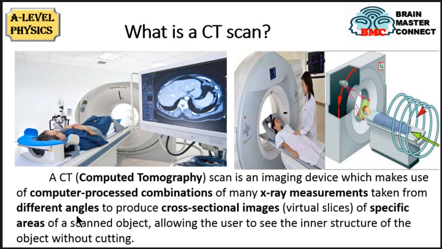And again, it produces cross-sectional areas or a visual slice of a specific area of a scanned object, and this is the wow part of the CT scan, because it can give the detail of the inner structure of a body. It gives the whole cross-sectional image of a given body that is being diagnosed, which is not possible in X-ray scan.